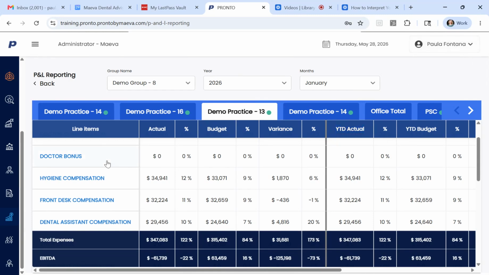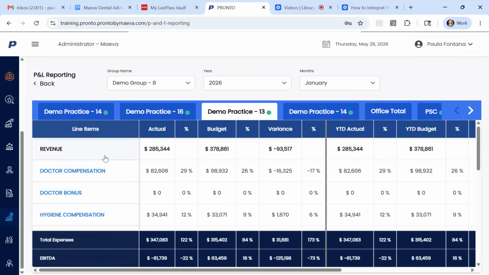So in Demo Practice 13, for example, they produced $285,344 in revenue, and they were budgeted to produce $378,861, which resulted in a variance of $93,517.